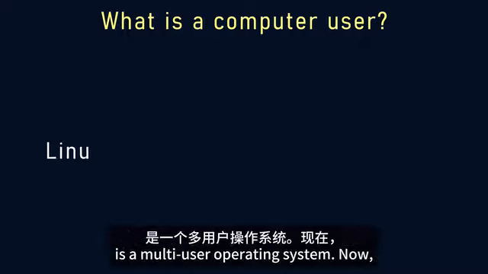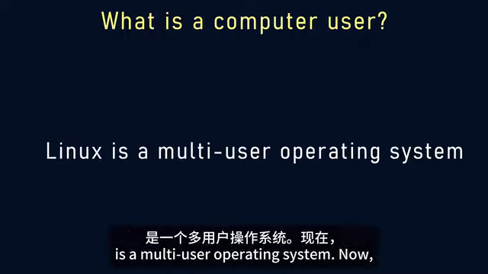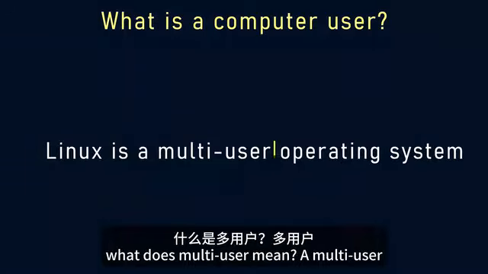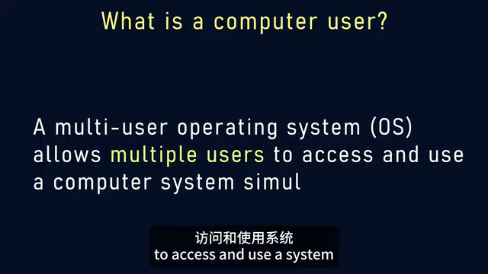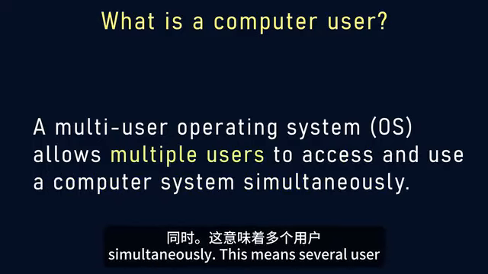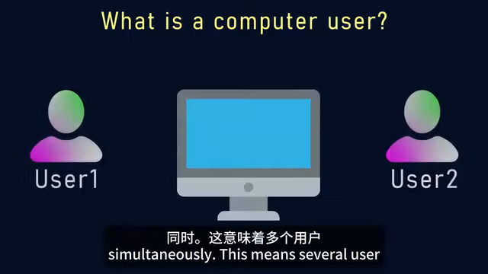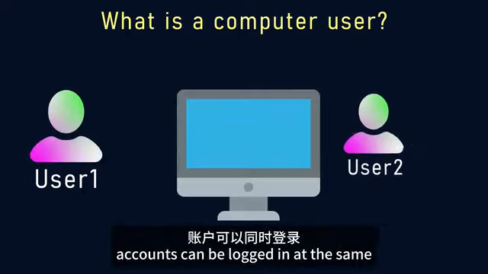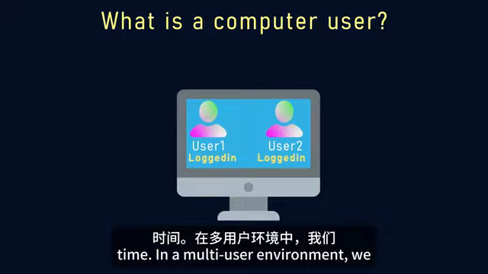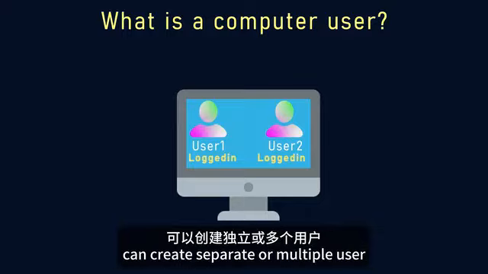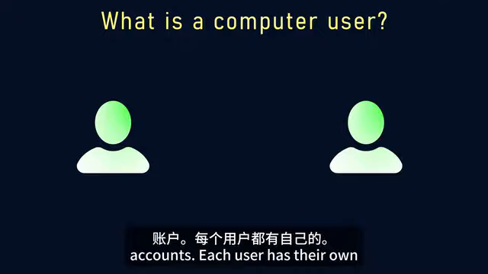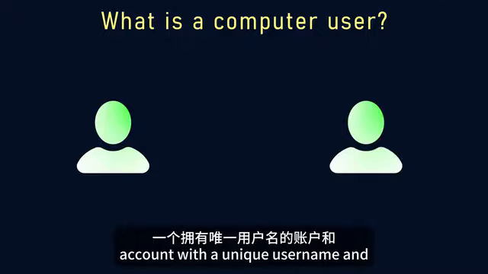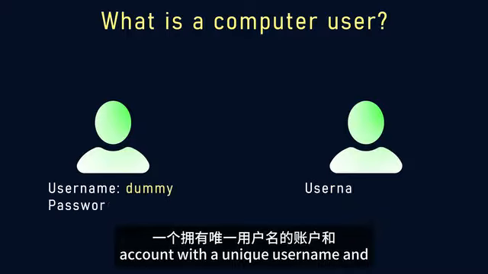Now, Linux is a multi-user operating system. What does multi-user mean? A multi-user operating system allows multiple users to access and use a system simultaneously. This means several user accounts can be logged in at the same time. In a multi-user environment, we can create separate or multiple user accounts. Each user has their own account with a unique username and password.